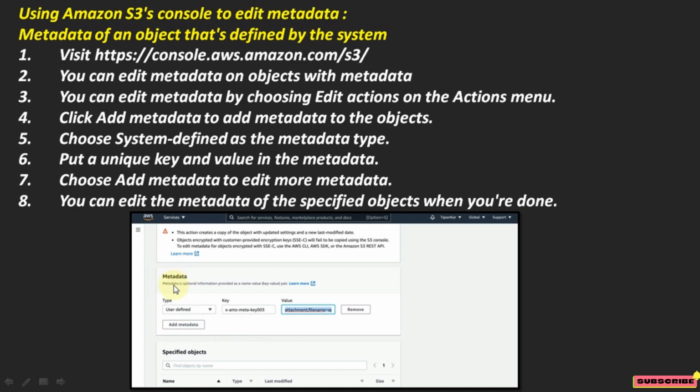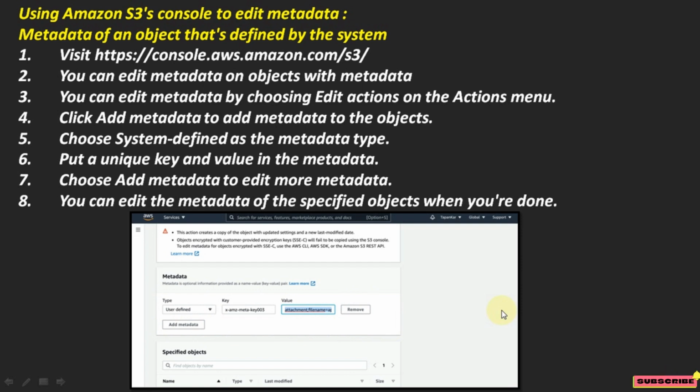Click Add Metadata to add metadata to the objects. Choose System Defined as the metadata type. Put a unique key and a value in the metadata. Choose Add Metadata to add more data. A set of type key values can also be removed with Remove. You can edit the metadata of the specified objects when you are done.